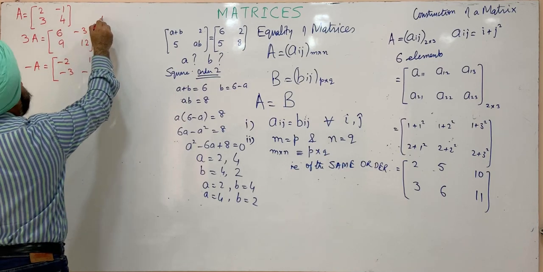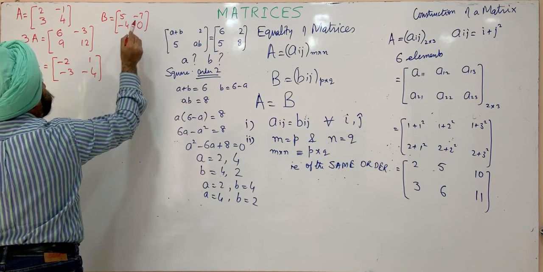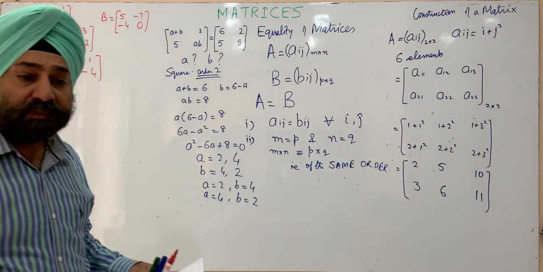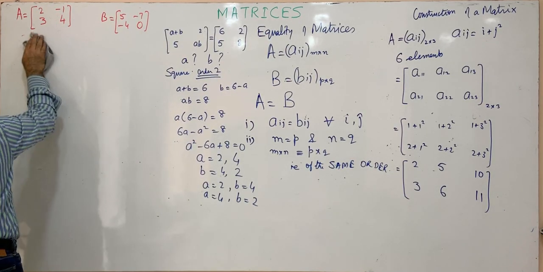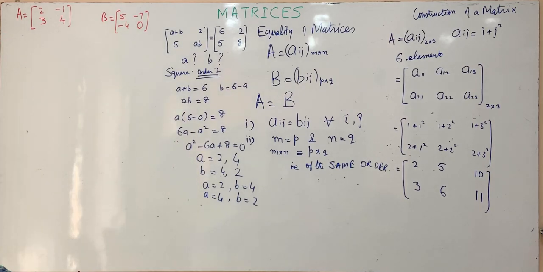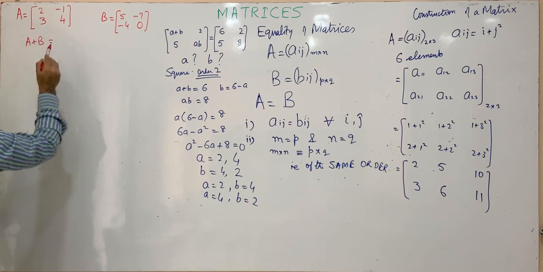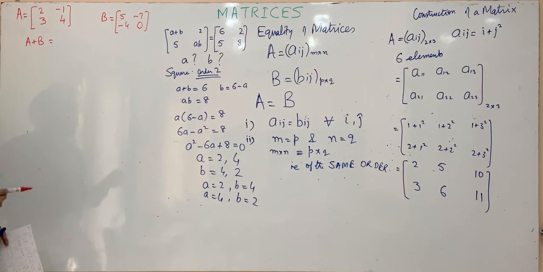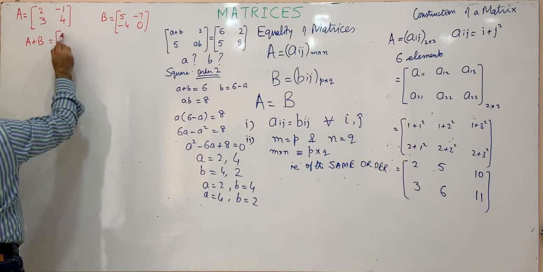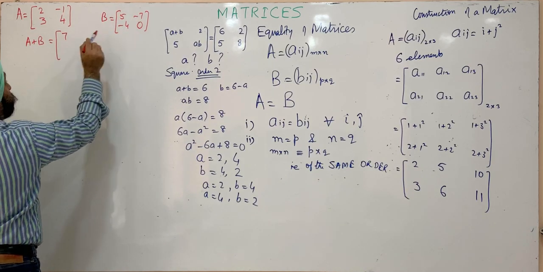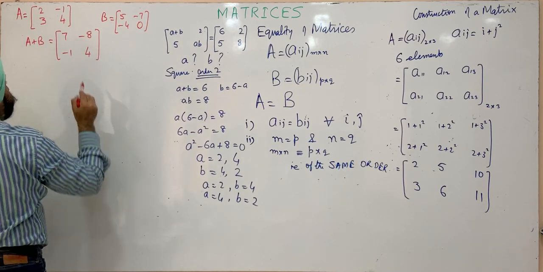Let's say this is A and this is B. We have matrices A and B. We can see these are of the same order. So if matrices are of the same order, we can add matrices. We can find out A plus B. We simply add the corresponding elements. So we add 2 and 5 to get 7, minus 1 minus 7 is minus 8, 3 minus 4, and 4 plus 0, that is 4.